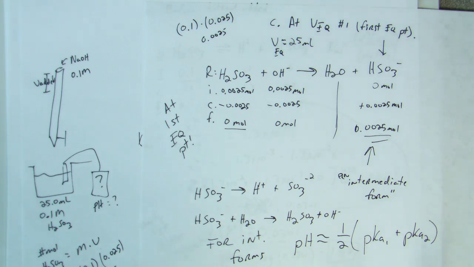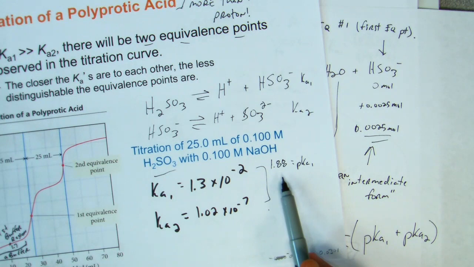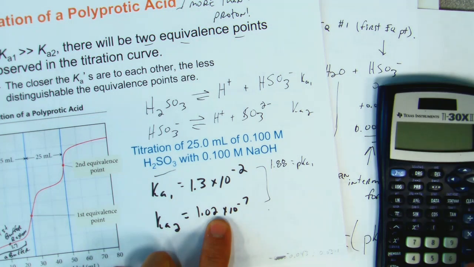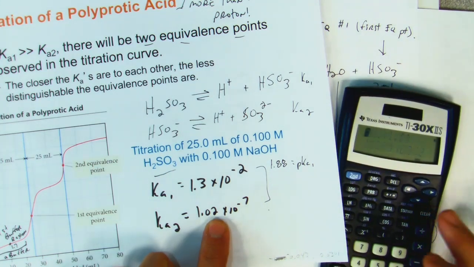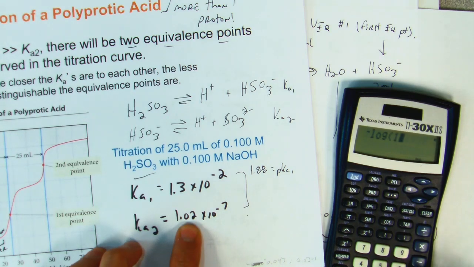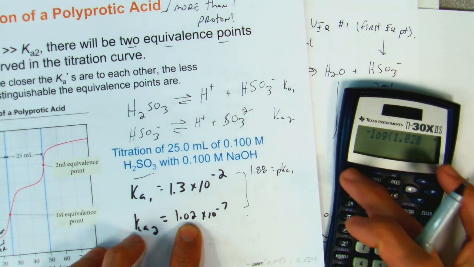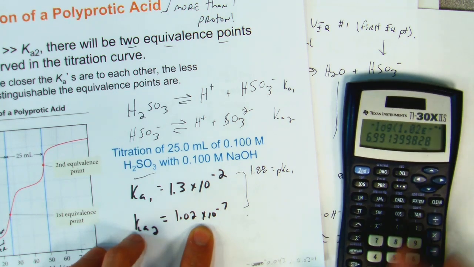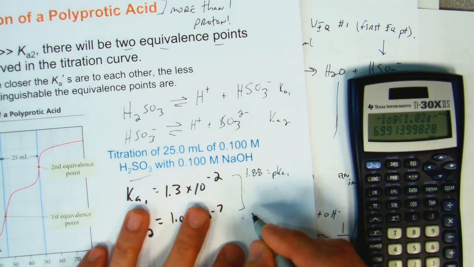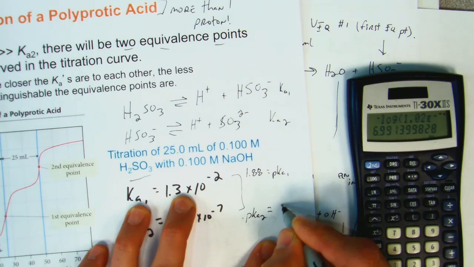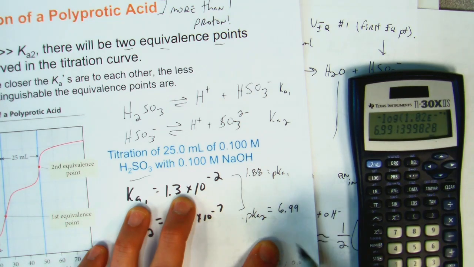So if I go back and I look at the problem again, pKa1, we said earlier, was 1.88. We haven't done this pKa yet, so I should probably do that if I'm going to work this problem at this point. So I need to do negative log of 1.02e-7. Oh, it's a little under 7, yeah. So pKa2 is basically 6.99. Okay?